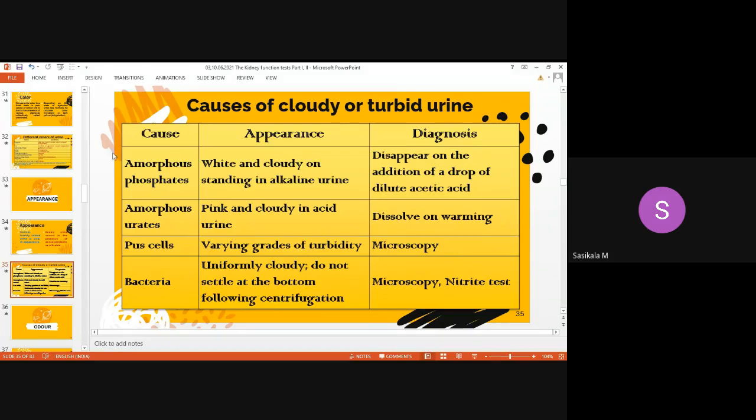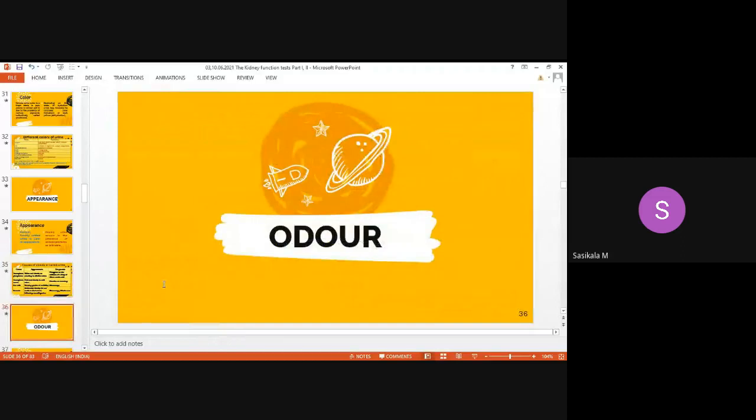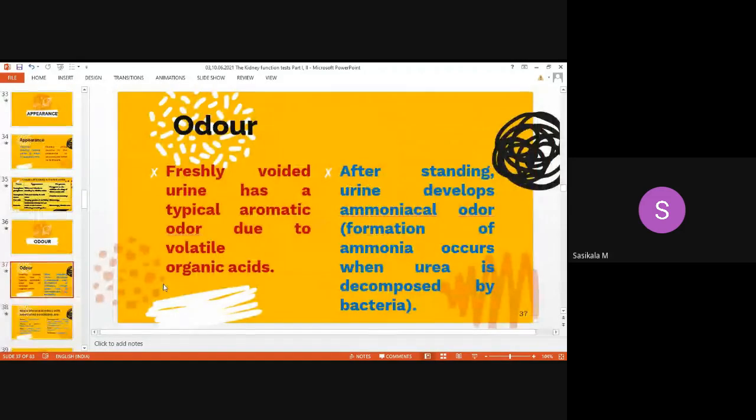So these are the different causes for cloudy or turbid urine appearance, how it appears, and how we can detect the presence of different substances that lead to cloudy or turbid urine. Next we will move on to odor. The odor of urine also indicates many disease conditions.